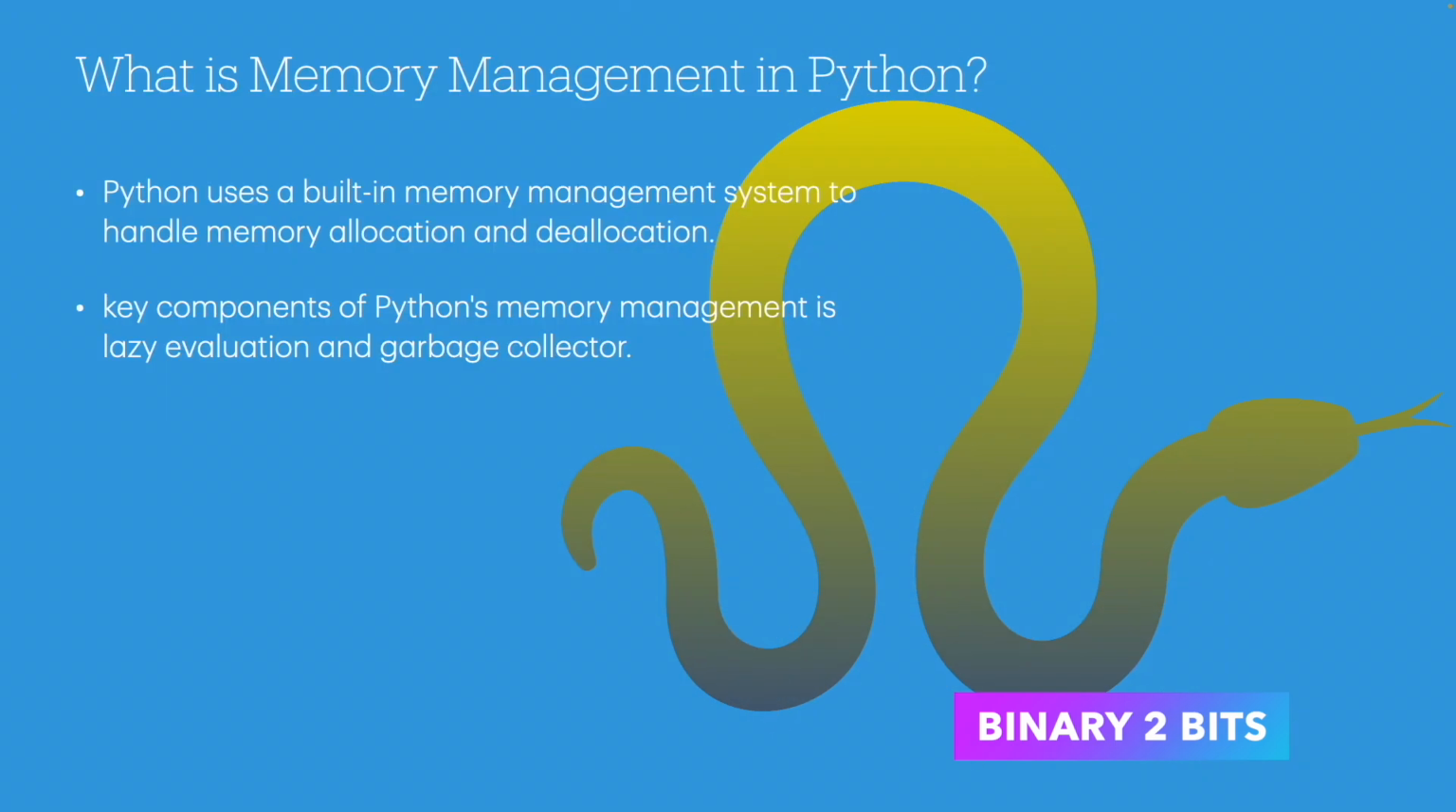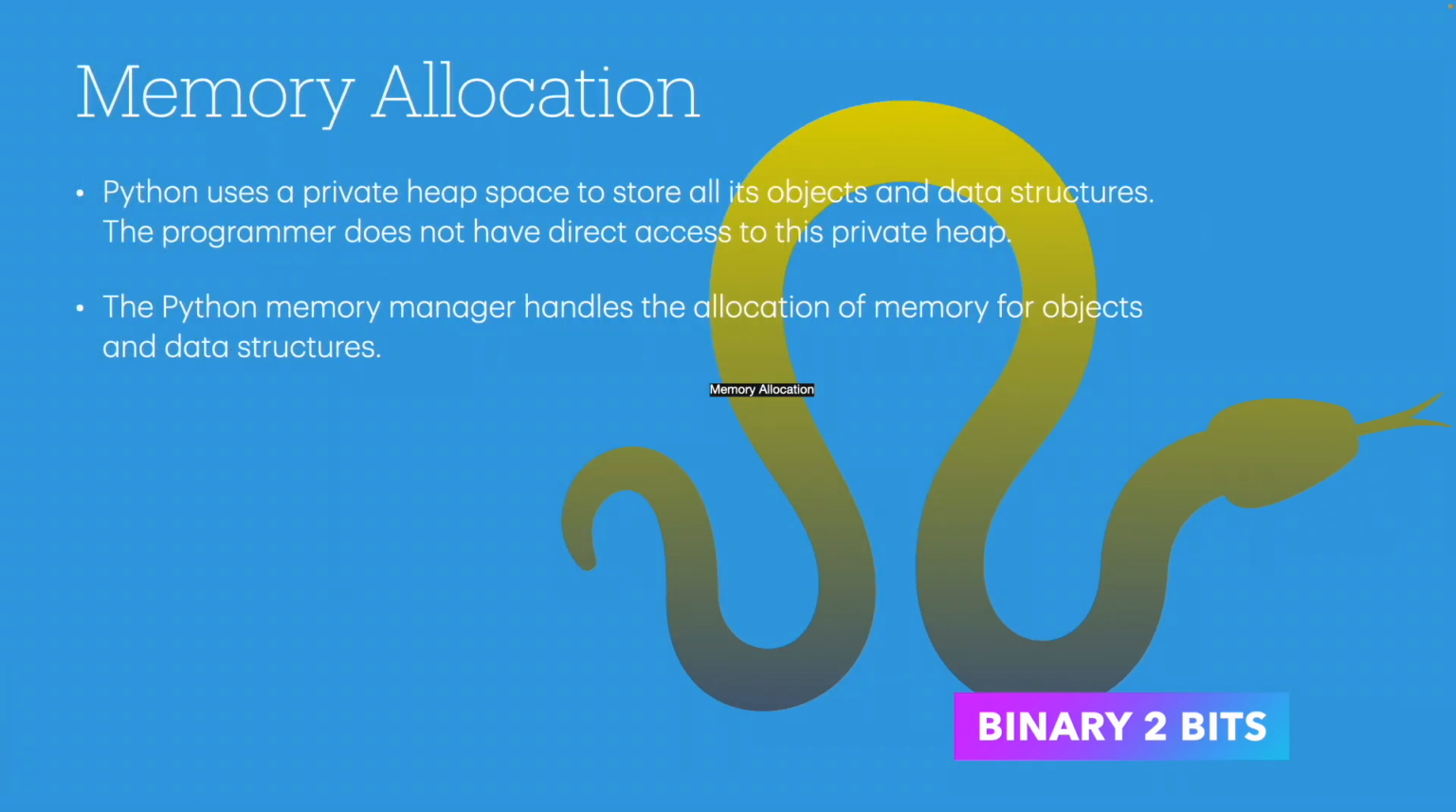In Python, we use a built-in memory management system to handle memory allocation and deallocation. The key components of Python memory management are lazy evaluation and garbage collectors. So we will see how memory allocation is used in Python. Python uses a private heap space to store all the objects and data structures. The programmer does not have direct access to the private heap.